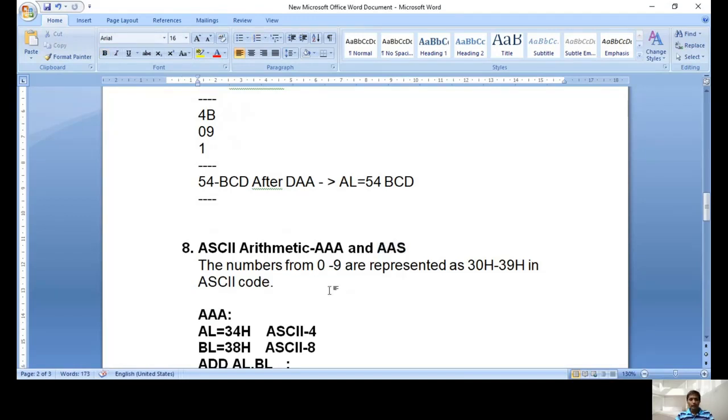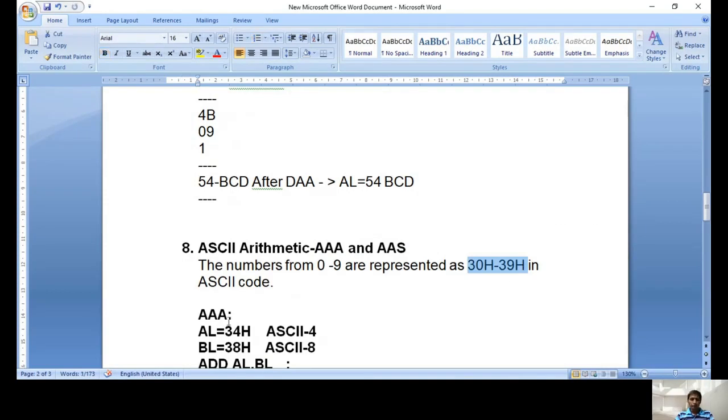Let us see what ASCII is. Generally, the numbers 0 to 9 are represented as 30H to 39H in ASCII code. So every time in the AAA and AAS instructions, the range of hexa numbers must be 30H to 39H. Then only do they come under the ASCII code of 0 to 9.